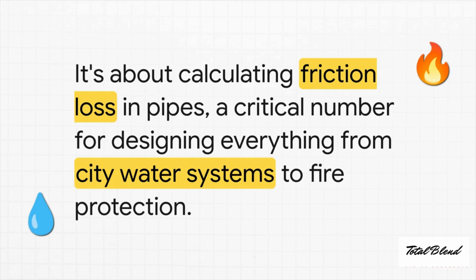And believe me, this isn't some boring homework problem. This one number is absolutely critical for designing anything that moves water. We're talking about the huge pipelines supplying your entire city, all the way down to the fire sprinkler system that's got to work perfectly to keep a building safe. If you get this number wrong, things can fail spectacularly.